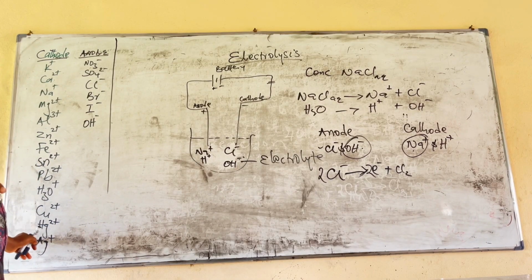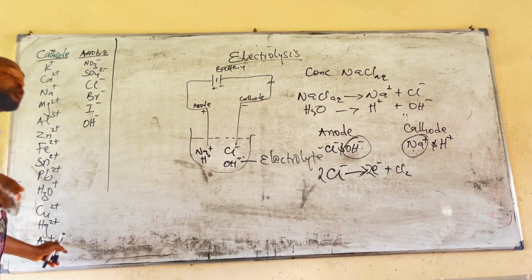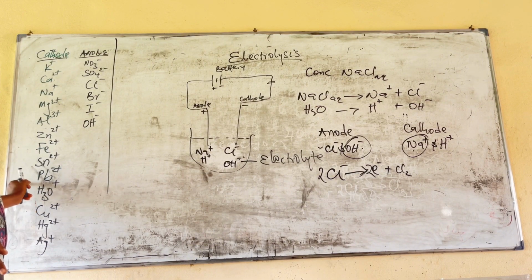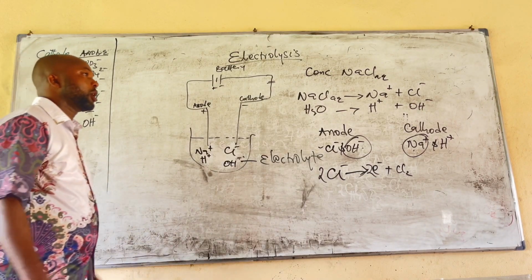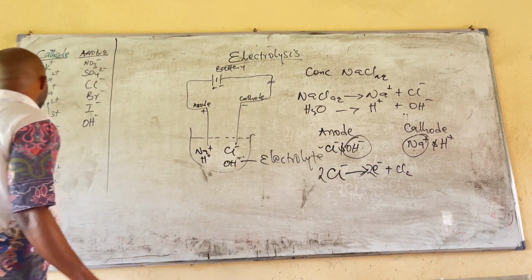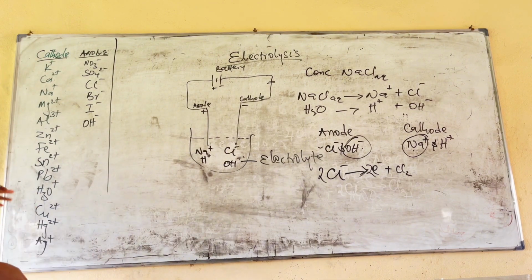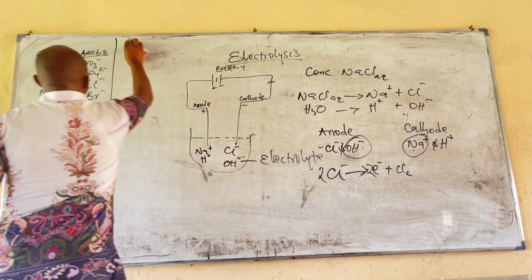So in the electrolysis of silver chloride, silver will be discharged and not hydrogen, because hydrogen is higher than silver, and so on and so forth. But lead, nitrate, and so on, hydrogen will go, tin, iron, and so on. So let us go back. Let me take this out.